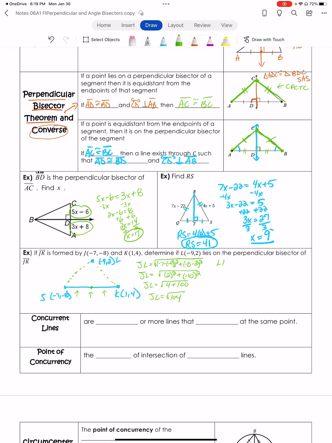Okay, then I go from L to K. So from L to K, (-9 minus 1) squared plus (2 minus 4) squared. LK is equal to the square root of (-10) squared plus (-2) squared. LK is equal to the square root of 100 plus 4. Distance from L to K is also the square root of 104. So since this distance is the same as this distance, since it's equidistant from the endpoints of the segment, this is an endpoint and this is an endpoint, then the answer must be yes. Okay, it has to be on the perpendicular bisector.